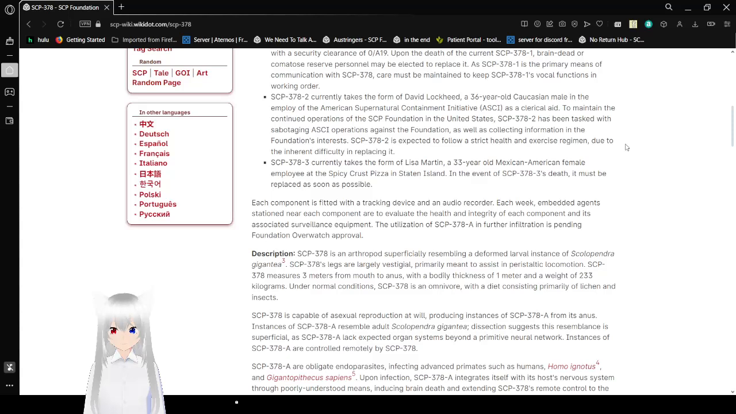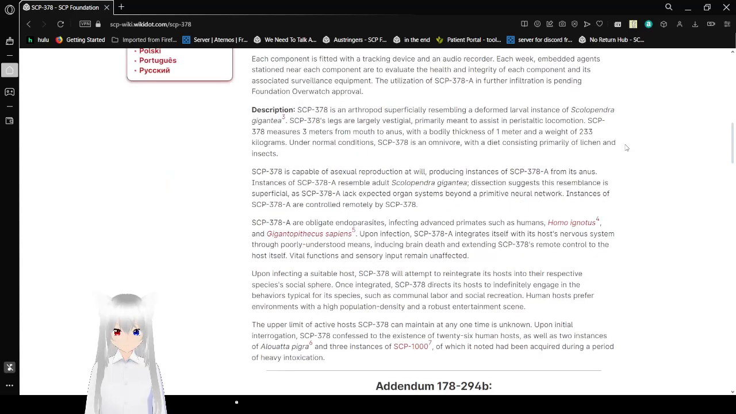Each component is fitted with a tracking device and an audio recorder. Each week, embedded agents are stationed nearby each component, and are to evaluate the health and integrity of each component and its associated surveillance equipment. The utilization of SCP-378-A for further infiltration is pending Foundation Overwatch approval. I hope they don't get approved. You'll see, this is more about how awful the Foundation is than about how spooky the SCP might be.